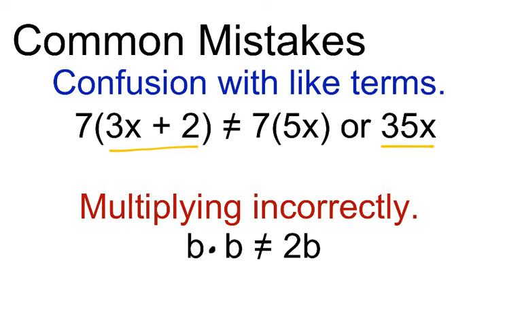Another common mistake is multiplying incorrectly. For example, b times b is not the same as 2 times b. Just like when we deal with exponents, b times b is b squared. Just like 7 times 7 is not the same as 2 times 7. Whenever you're confused, I always recommend putting a label behind something. For example, 7 times 3 xylophones plus 2. And you can always relabel the constants, things like apples and oranges. I'll give you additional examples along the way.